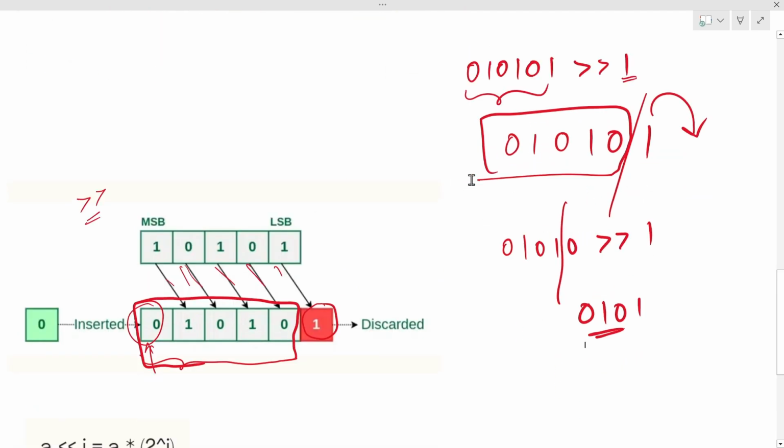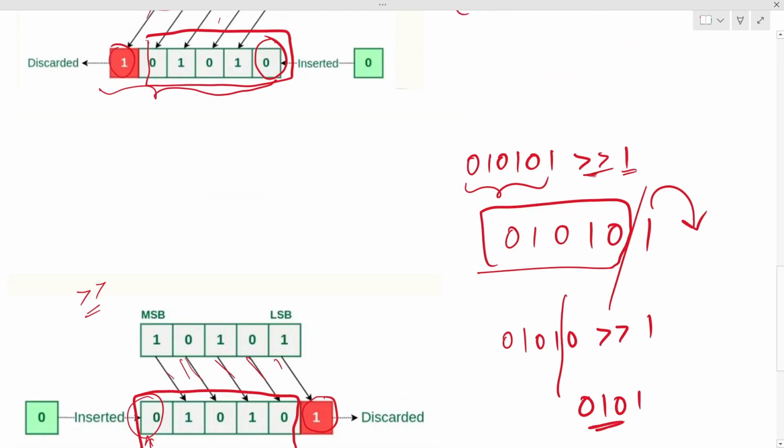Similarly, for left shift, what will you do? If I do the same thing for left shift, like 0 1 0 1 0, left shift by 1, then what you will do is simple. You will left shift it by 1 and write the remaining result. So it is as simple as that, guys. Don't get confused with left shift and right shift.